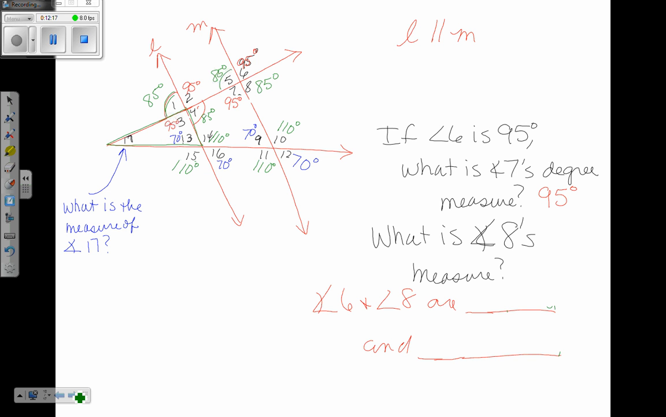Now that I know angle 3 is 95 and angle 13 is 70, I can find angle 7, the measure of angle 17, because 95 plus 70 is 165 degrees. And when you take 180 degrees, which is the sum of the angles of any triangle, and you subtract 165 degrees, you get that angle 17 is 15 degrees.